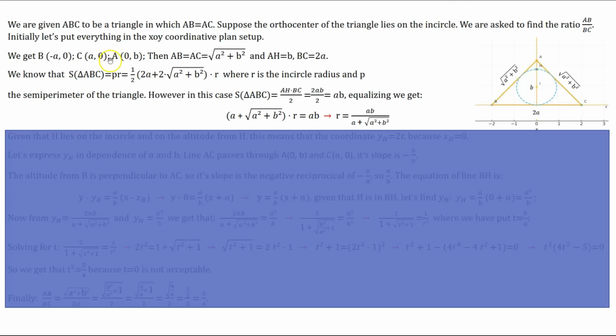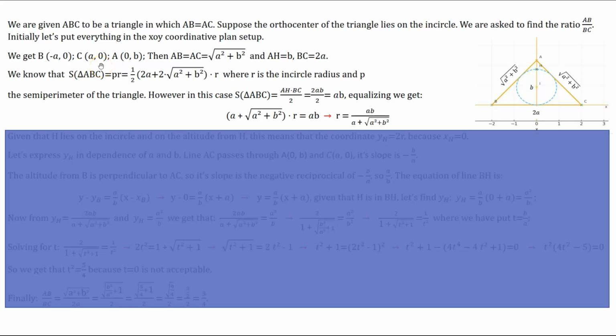So again, we rewrite the request of this problem. For a triangle ABC, we make here a simple diagram. We have AB equal to AC, and the orthocenter of the triangle lies on the incircle, and we are asked to find the ratio between AB and BC.